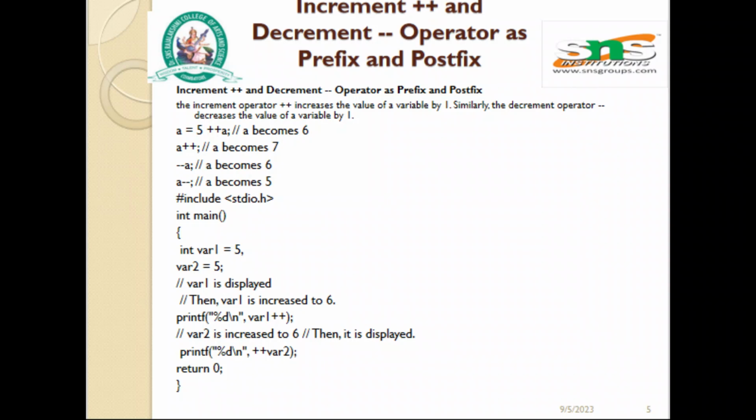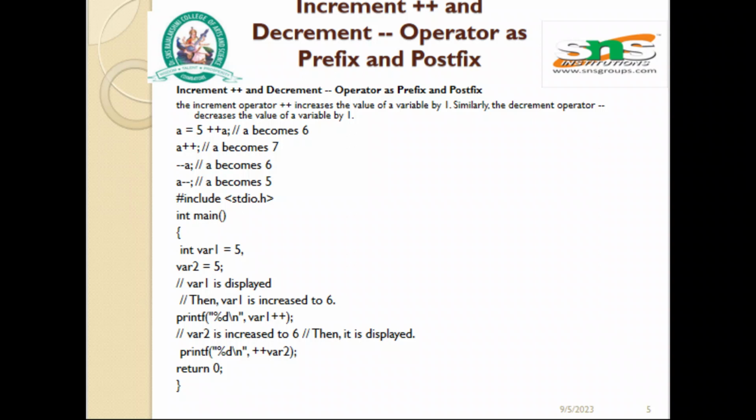Next are increment and decrement operators. Increment operators mainly focus on incrementing values. For example, here we have a equal to 5, which becomes 6 after the completion of the program. That is 5 plus 1. The a plus plus represents a plus 1, so it always gives a value one greater.